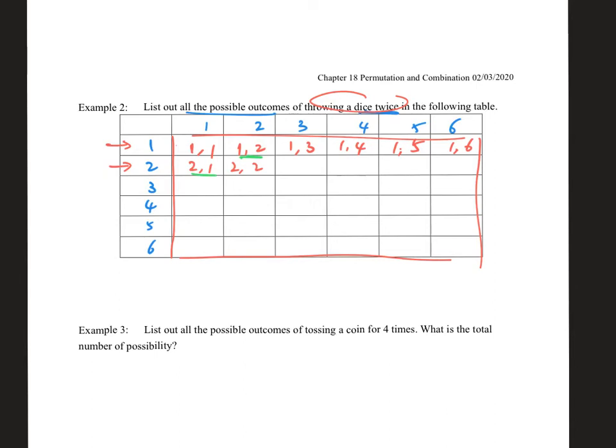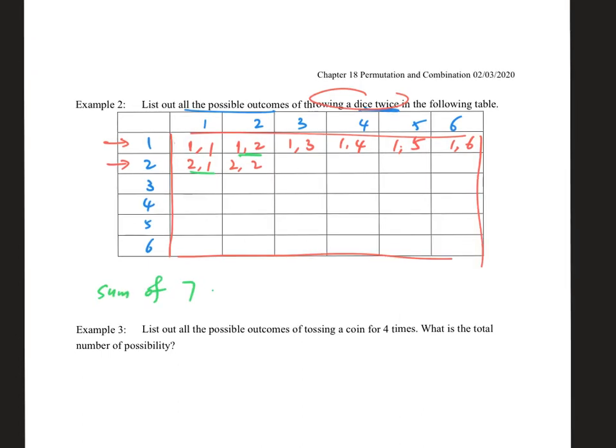And coming up next, maybe I give you a further example in this question. For example, can you help to find out how many results give you a sum of 7? Then you can count. First of all, you may have 2 plus 5, and 5 plus 2 is another choice. 3 plus 4, and 4 plus 3 another choice. So there are 4 possible outcomes which give you a sum of 7. So that's why a table would be useful, especially when you're throwing a dice twice, when you face it in the examination.